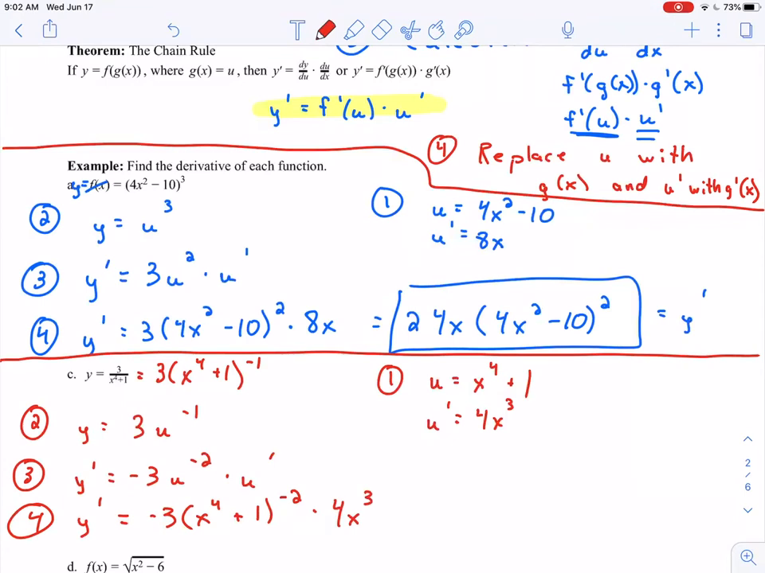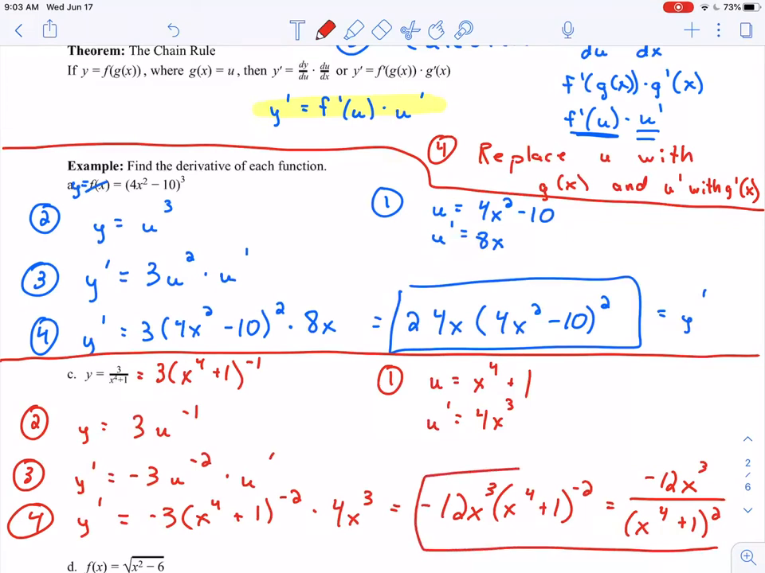Again, we can simplify this a little bit. I don't think it's too bad. I'm going to take negative 3 times 4x cubed. I've got negative 12x cubed times x to the 4th plus 1 all to the minus 2 power. And if you really wanted a positive exponent, you could rewrite this as negative 12x cubed all over x to the 4th plus 1 quantity squared. I think either one of these last two is probably how I would write my derivative.